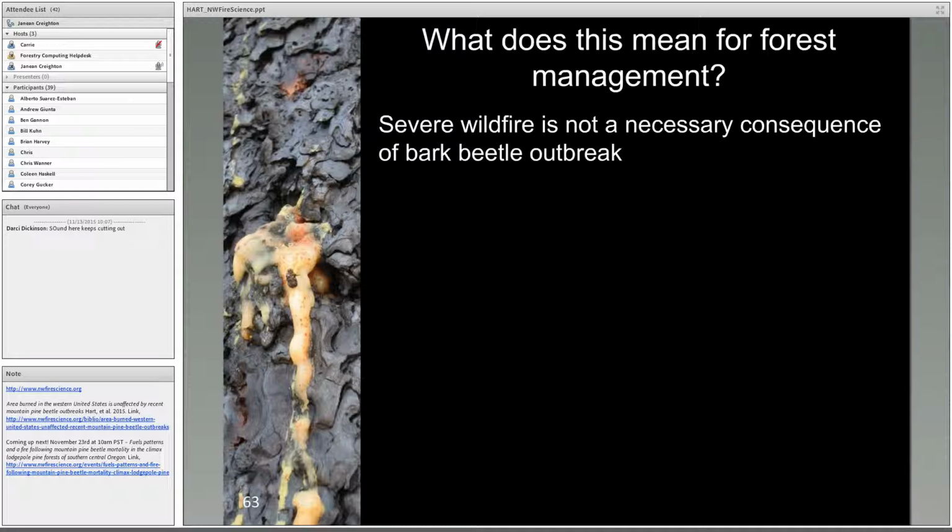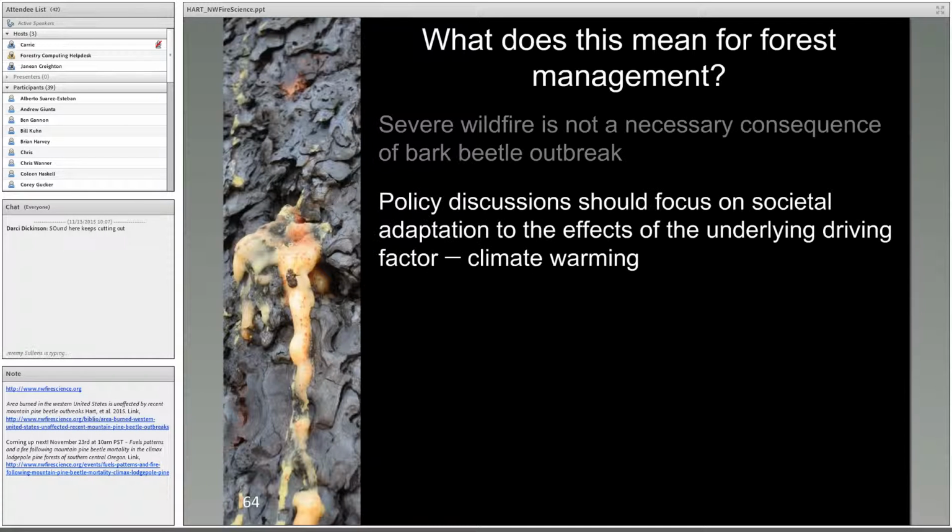So collectively, I think that we should start thinking about whether we're actually going to see increased fire in mountain pine beetle forests as dependent upon a number of other factors that drive fire area. And maybe there's not an increased risk as a result of bark beetle outbreak. So I think what this means is that policy discussions where we're talking about wildfire and bark beetle should really focus on the underlying drivers of both of these disturbances rather than the actual synergism between the two disturbances.